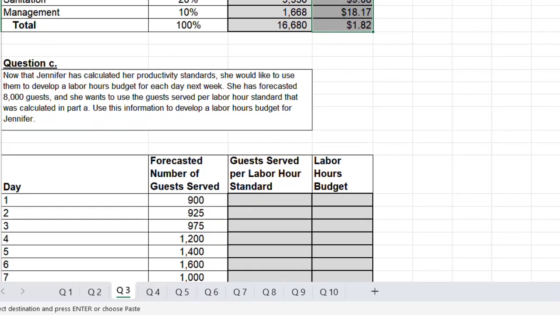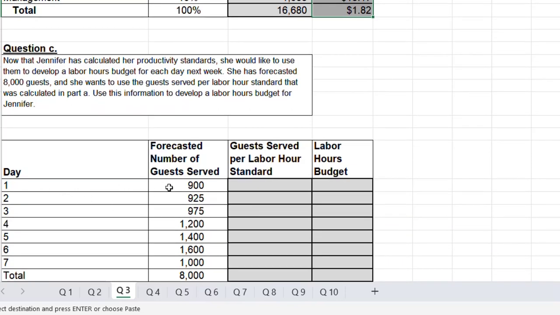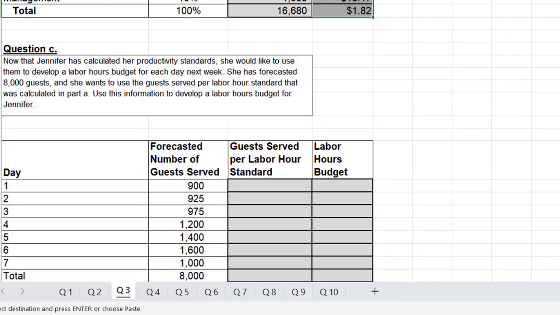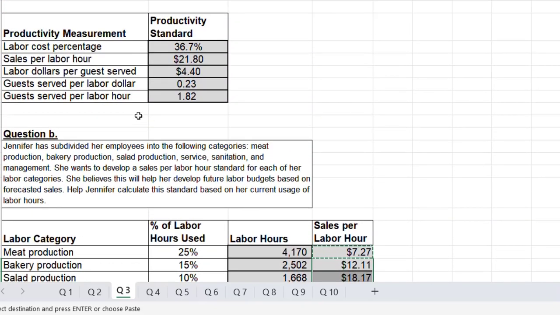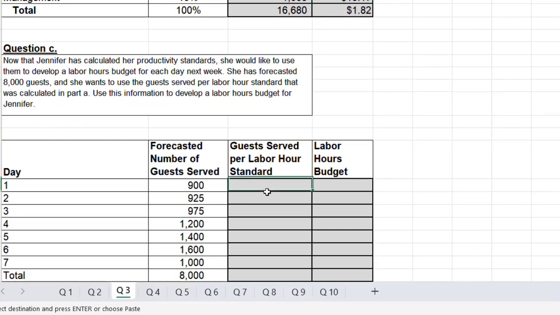Okay, so we have day 1, we have 900 forecasted guests. All right, let's look at our guests served per labor hour standard. Our guests served per labor hour is 1.82. So if we want to forecast our hours, we'll take our number of guests served, multiply that times our guests served per labor hour. Let's copy this and insert it in the entire chart, and we can copy this formula here.